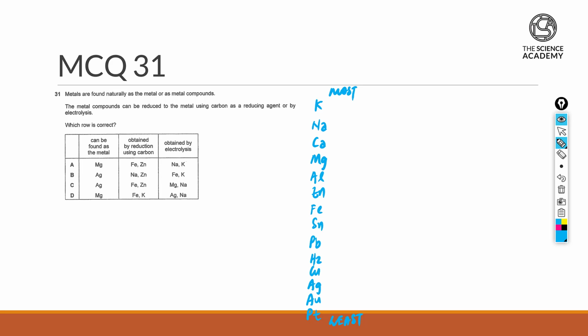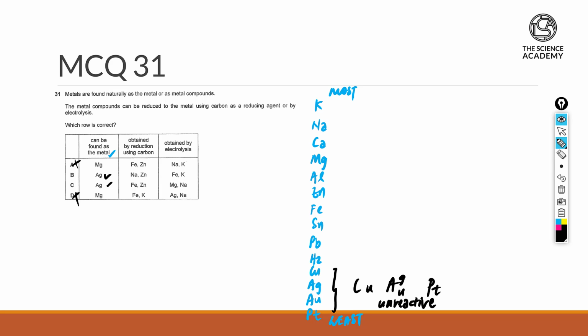So in the first column, to find the metal as it is in the wild, we're looking at the last four metals here, otherwise known as the cat metals: copper, silver, gold, and platinum, known as the unreactive metals. Because they are so unreactive, they will be found uncombined with any other things in nature. So we have B and C as possible answers.